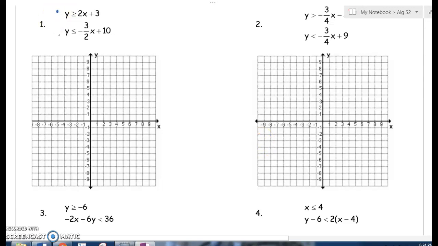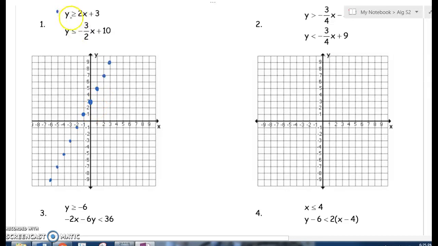We've got y is greater than or equal to 2x plus 3. So we're going to graph it just like we did yesterday. Your y-intercept is 3. Your slope is 2. So you're going to go up 2 and right 1, and you can do that multiple times if you'd like. Down to left 1. Since we're going to be graphing two lines, I'm going to make more points than we did yesterday, just so that we can see where these two lines intersect.